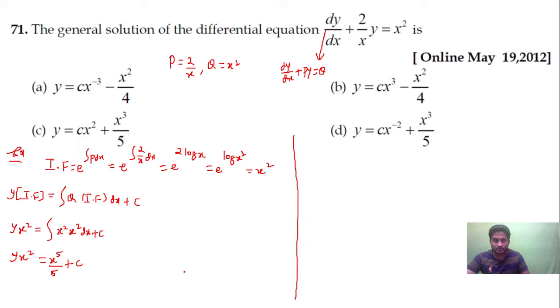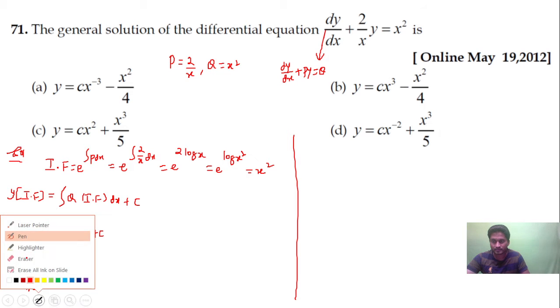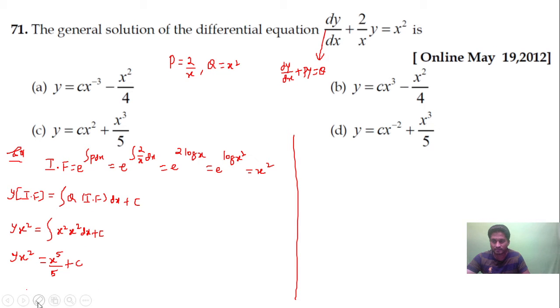If I divide by x square throughout, okay, so let me do it here. If I divide by x square, you will get y is equal to x cube divided by 5 plus c into x to the power of minus 2. Answer is option D. Let's move to the next question.